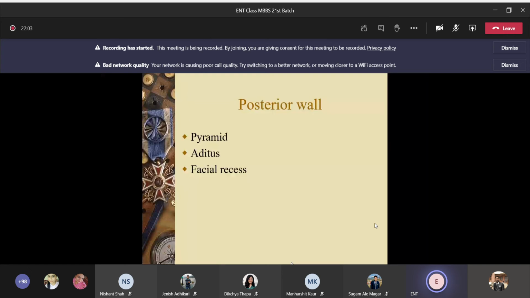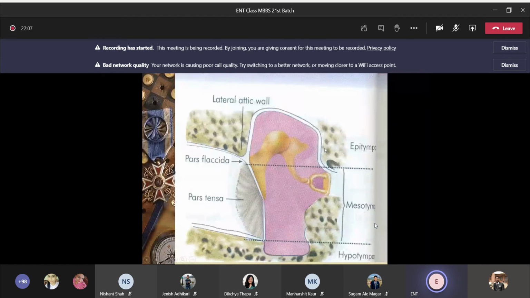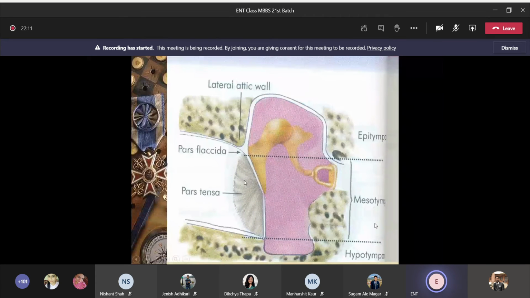Now you can see this is the tympanic membrane. This is a lateral view. Superior to that, in the tympanic cavity, is the epitympanum. This part is the mesotympanum. This is the hypotympanum.